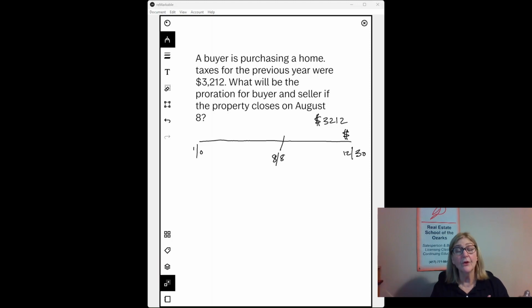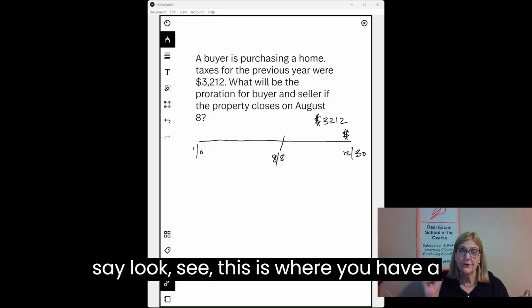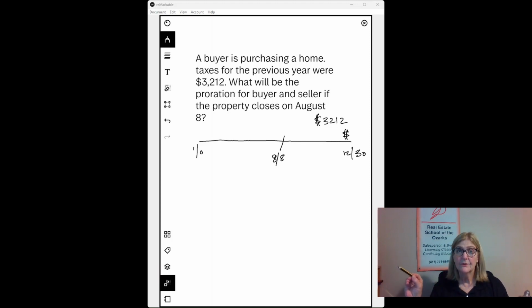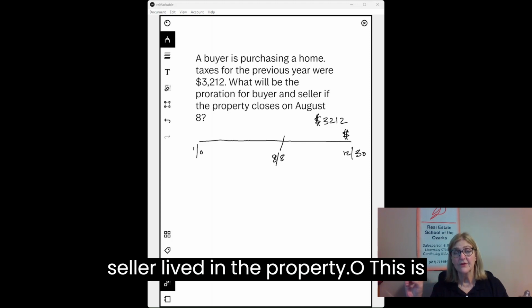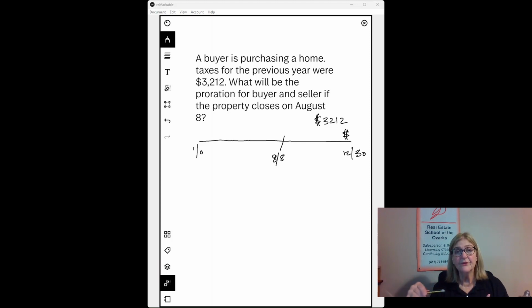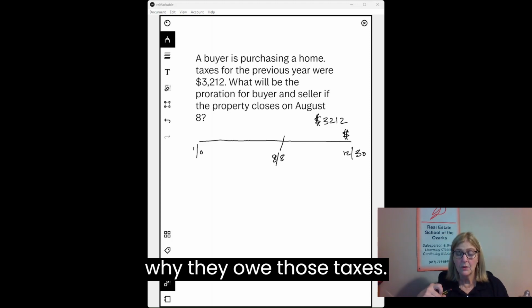So you're going to go over your closing statement with that buyer and say, look, see, this is where you have a credit for the taxes for the amount of time that the seller lived in the property. So this is going to help you explain to your buyer why they owe those taxes.